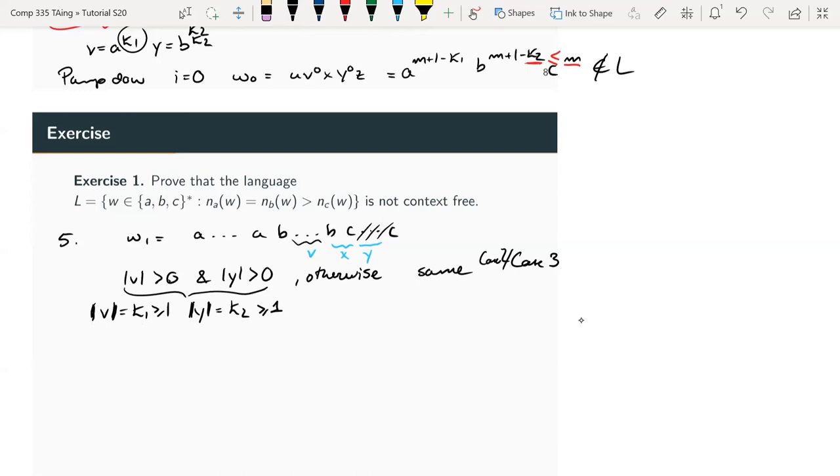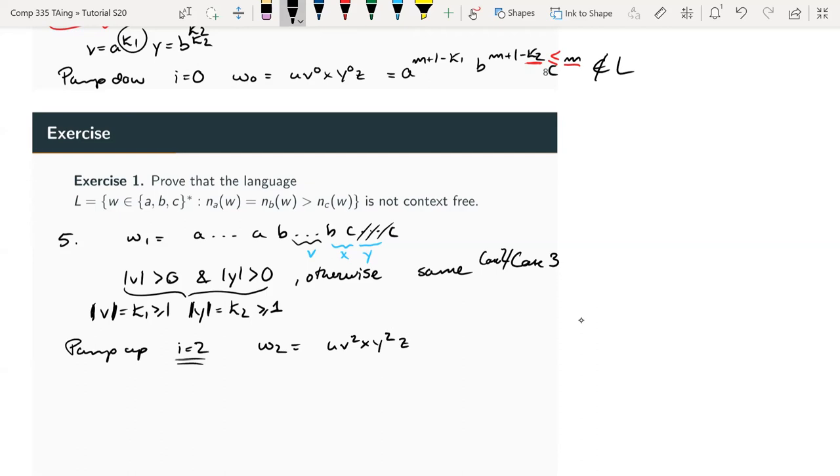But now that I have the length of V as K1 and the length of Y as K2, now I can pump up, and I know I can pump up or down, and I know what my resulting string is going to look like. So in this case, let's pump up again. If we pump up and we pick I equal to 2, then what is that going to look like? It's going to look like W2 as U V2 X Y2 Z.